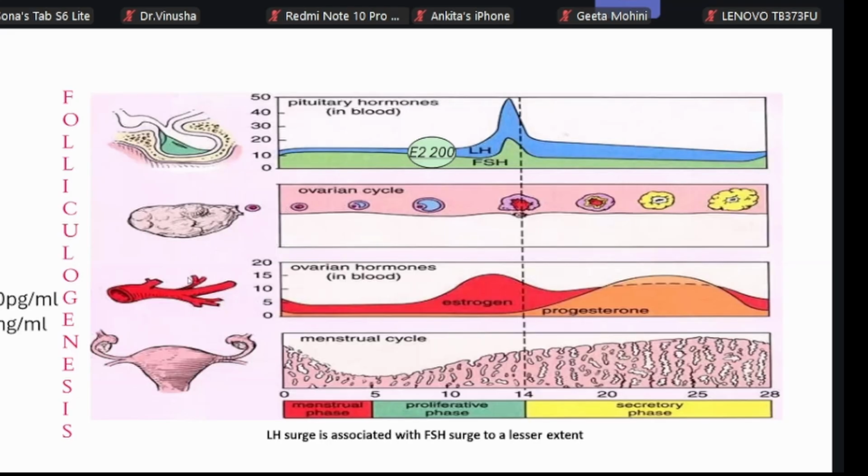So on day 2, how will the hormonal milieu be in the blood? The estrogen on day 2 will be less than 50 picograms per ml, and the progesterone also should be less than 1 nanogram per ml, which is baseline. FSH and LH will be between 2 to 8 international units.